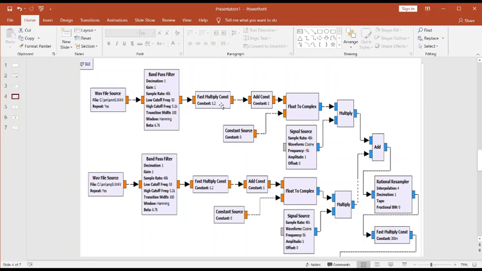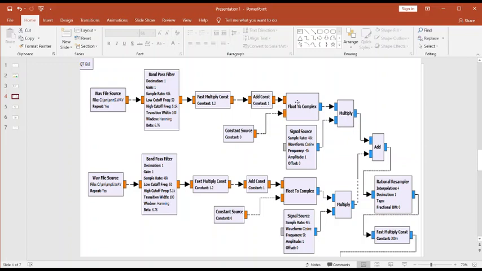And now we need to multiply it by some modulation constant. That's what this fast multiply is. So I'm going to give it 120% or multiply it by 1.2. All right. Now we need to add the carrier to do AM. And that's what this add constant is. It adds 1 essentially to this stream. So all the orange indicates float, basically indicates real values.